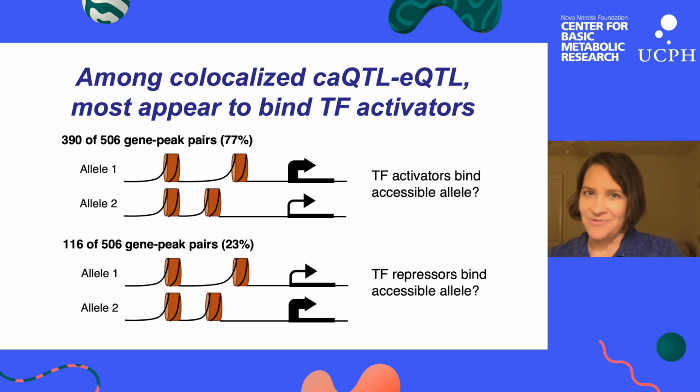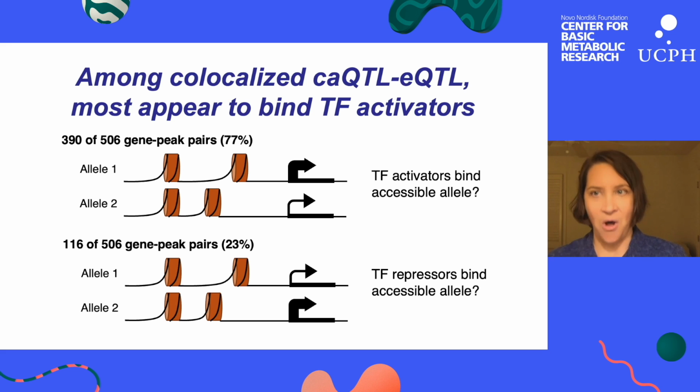Among one set of those that showed both this co-localized chromatin accessibility QTL and an eQTL, now we have accessibility and expression level for the same set of variants. We can evaluate how often the element appears to be consistent with binding of a transcription factor activator versus a repressor. Shown on the top, the region that shows accessibility, or the missing histone there, corresponds to higher gene expression, whereas on the bottom, the region of accessibility in allele 1 corresponds to lower gene expression.